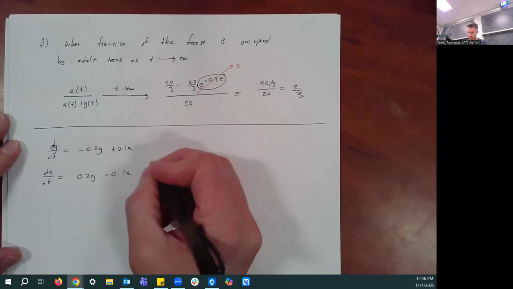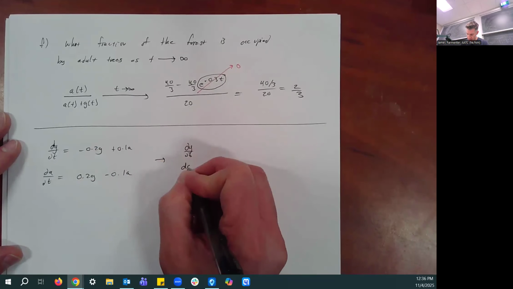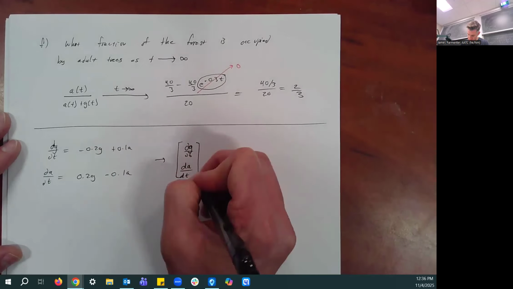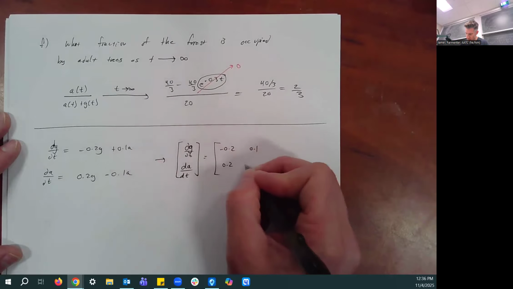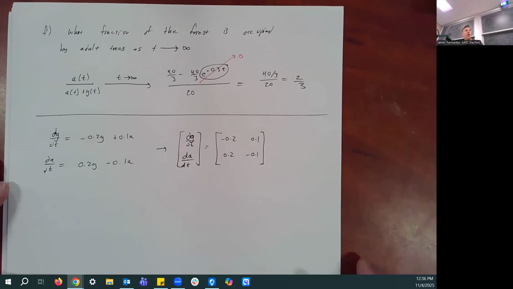That's not your typical situation. So if we write this as a matrix equation, we have dg dt, dA dt equal to negative 0.2, 0.1, 0.2, negative 0.1. This is why this situation is kind of weird. One of our eigenvalues is going to be 0. How do I know that? Aside from having done this problem before, I know that, and you should learn to know it, because these two rows are multiples of each other.